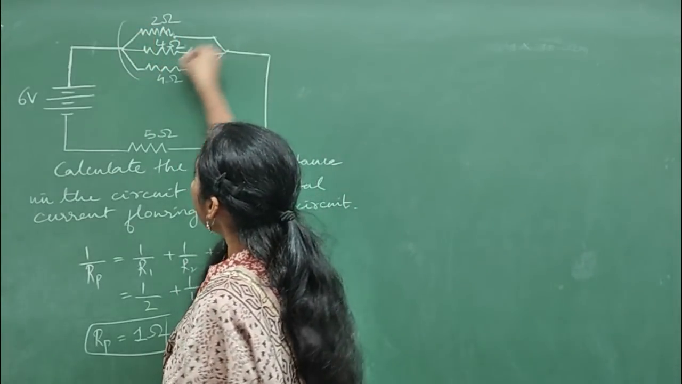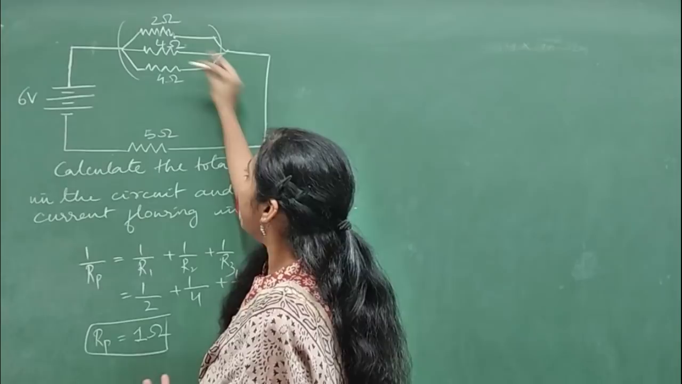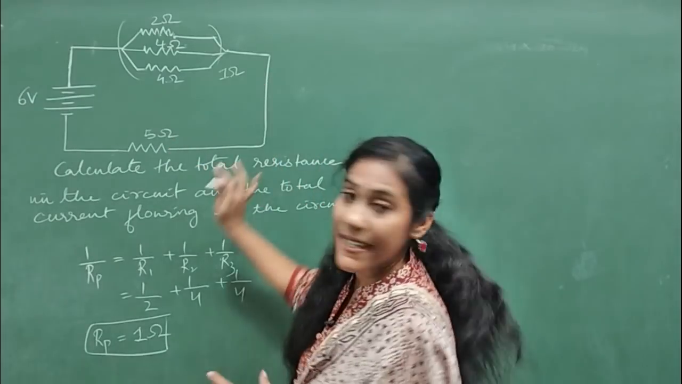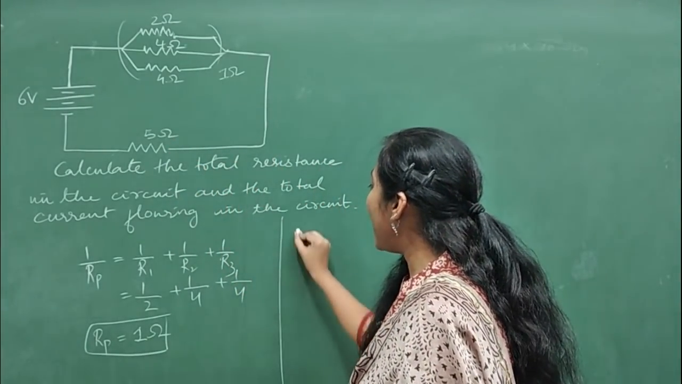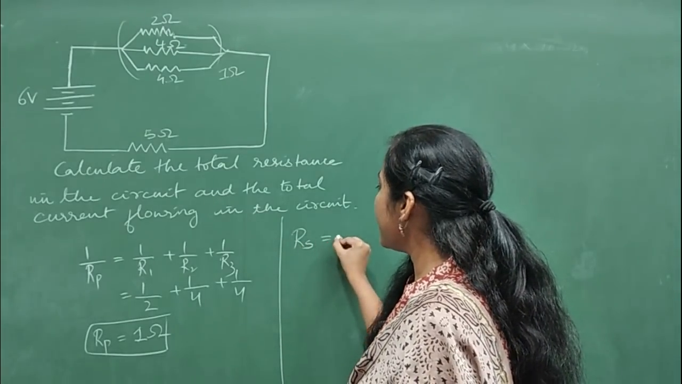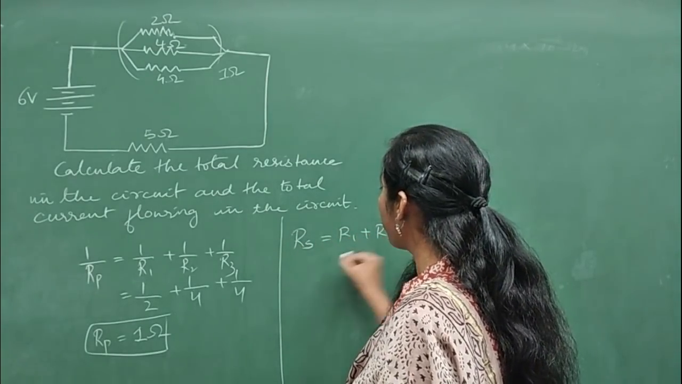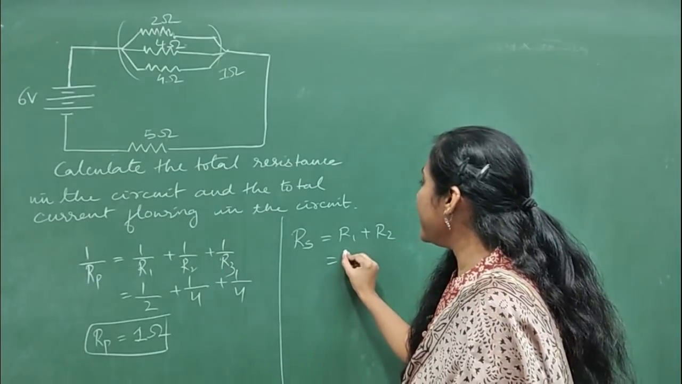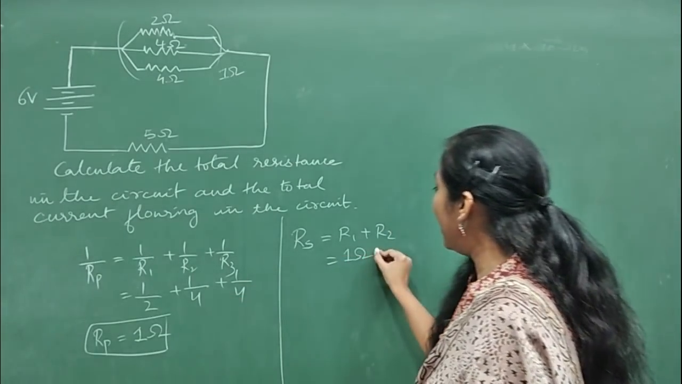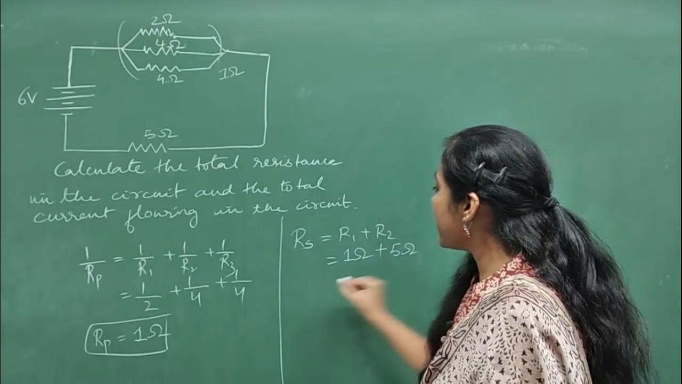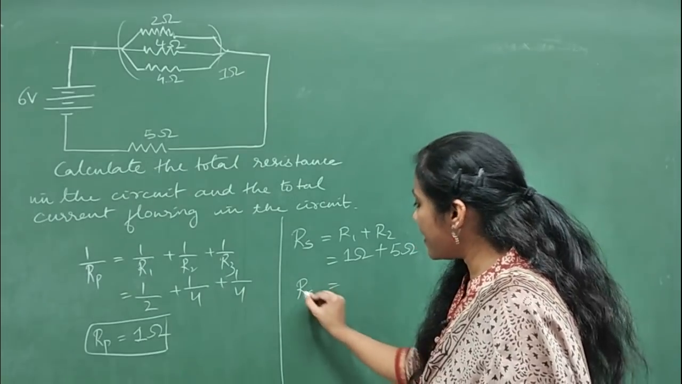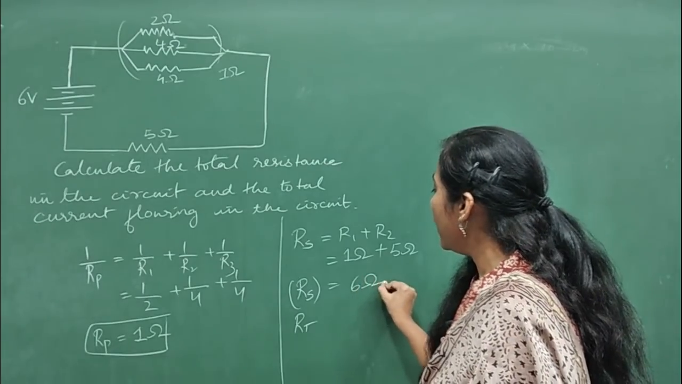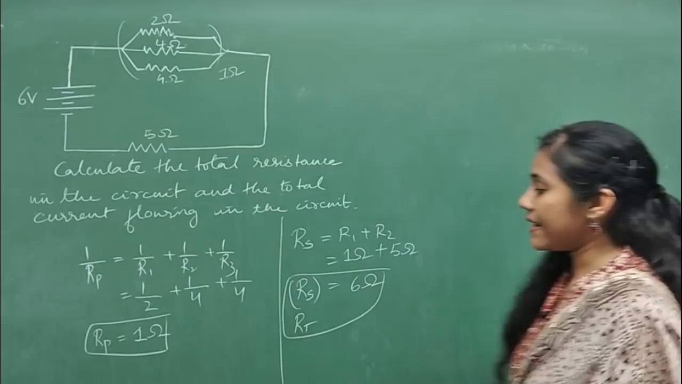And now the total resistance of this whole part is actually 1 ohm. And this 1 ohm and this 5 ohm are in series, isn't it? So now you apply the series formula, that is Rs is equal to R1 plus R2. Let me consider this as R1, this as R2. So R1 is 1 ohm, which we just calculated, and R2 is 5 ohm, isn't it? So this is your RT, total resistance, that is equal to 6 ohms. So our total resistance is 6 ohms.